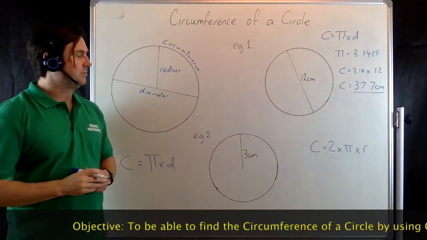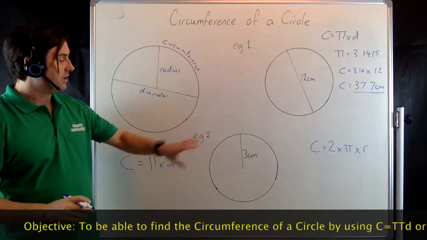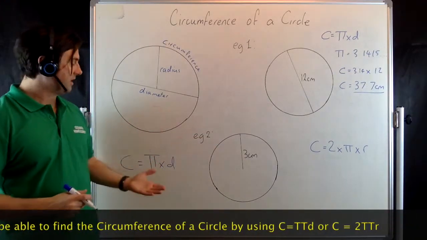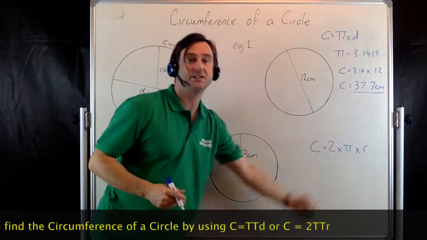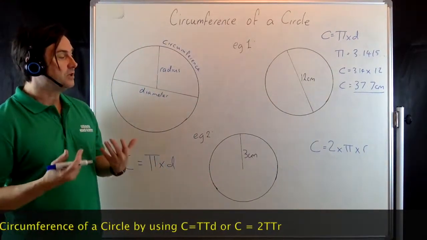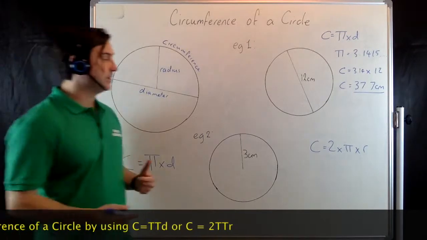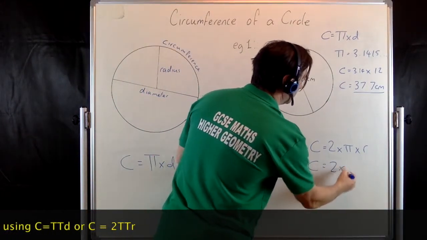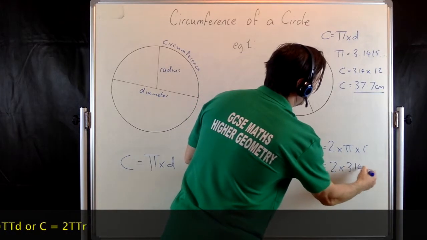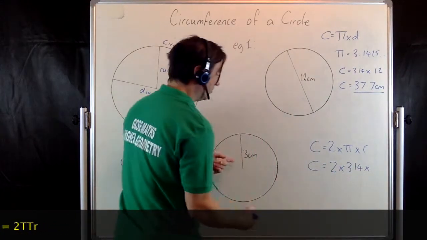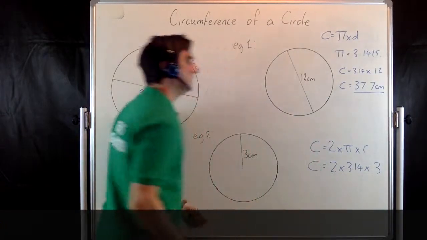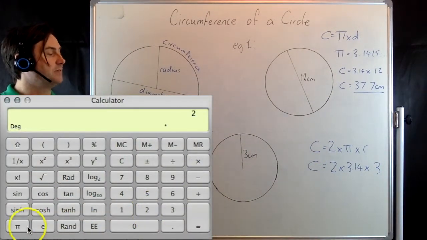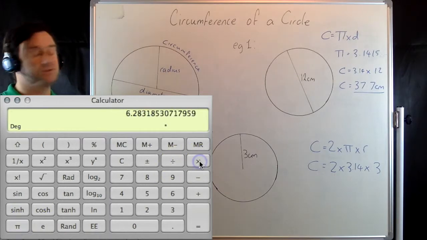The second one, example 2. Now this time, we've got the radius. So it would be better to use the second formula because it contains r. We're going to do exactly the same thing though. We're going to type into our calculator circumference, we're going to type in 2 times pi, we write 3.14, times r, which in this case is 3. So in your calculator, we type 2 times pi times 3.